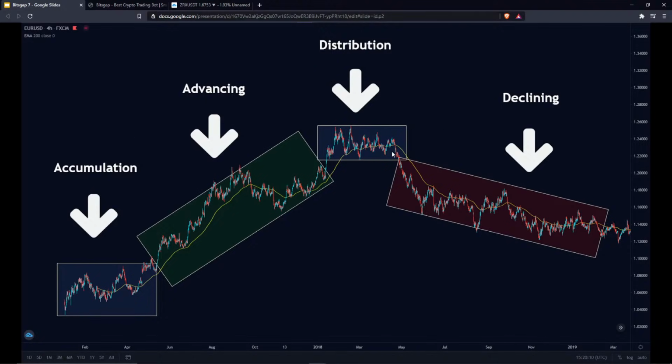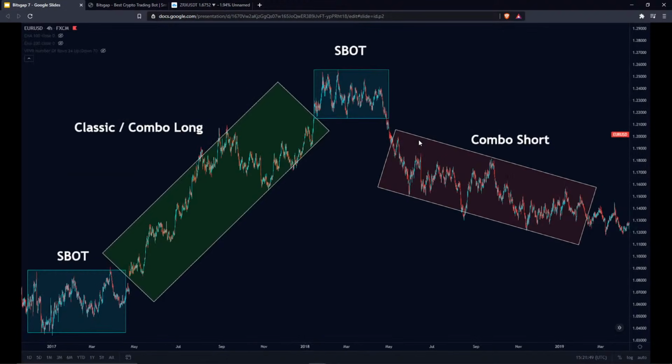Then after that you see the distribution phase. Those who made a decent amount of money on this rally now lock in returns, so they are basically selling, and this puts downward pressure on the market, which can eventually result in a further decline if the market sentiment changes. So for each scenario there is a specific bot, and thanks to the Combo bot you can now also generate returns on a downfall, which was not possible before, having only the SBOT and the classic bot.